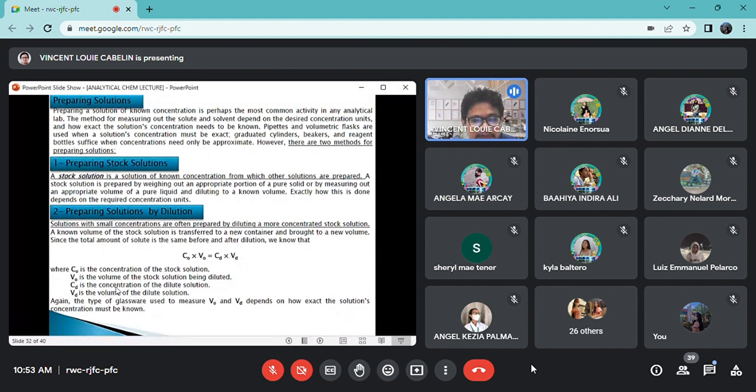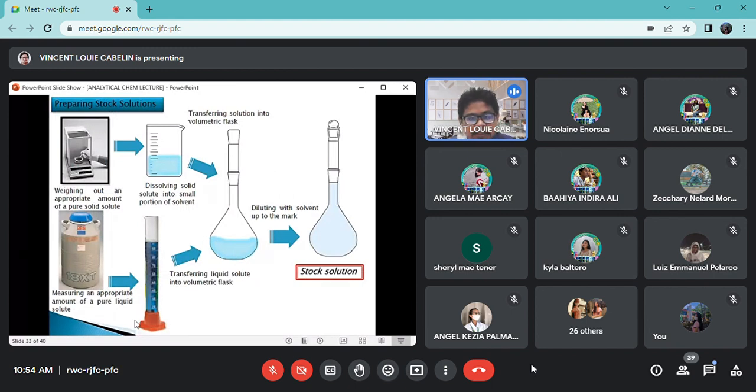The type of glassware used to measure VO and VD depends on how exact the solution's concentration must be known. So if you need a highly precise concentration, you use a more precise or accurate instrument, tool or glassware. That means you will use tools that can measure more accurately if you want more accurate measurements or concentration. So this is a schematic diagram on how you prepare a stock solution.